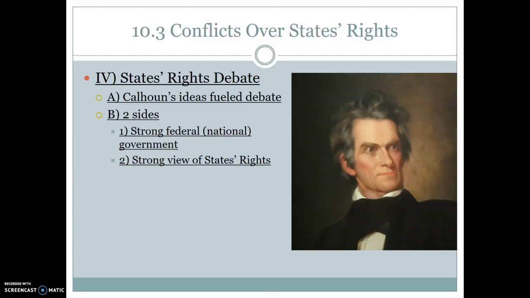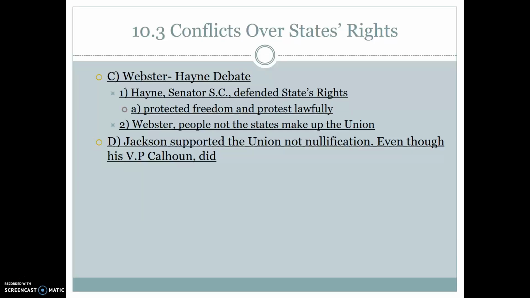So we have these major debates going on through the whole country. One part wants a strong federal and national government, which is supported by Andrew Jackson because, well, he's the president. And the second is John C. Calhoun's ideas, a view of states' rights and their ability to nullify a law. And because of this, we get two major senators, Webster and Hayne, debating. Hayne, a senator from South Carolina, defends states' rights. He says that the ability for a state to nullify a law protects their freedom and their ability to lawfully protest a law from the United States.